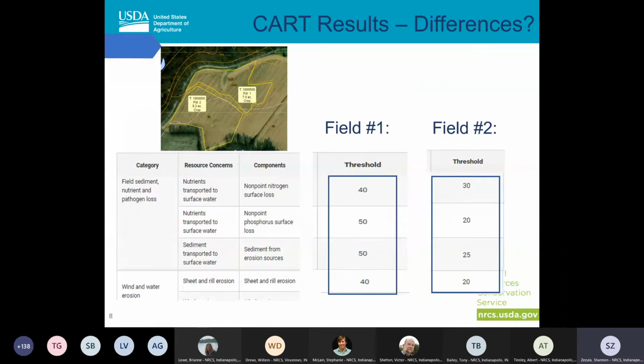As you run, if you've entered your initial resource inventory fields, you can see where field 1 comes out on the thresholds compared to field number 2. And so this is where you might see that, hey, if we do some conservation, and it's the same on both fields, we might get one field that meets the threshold and another that doesn't, even though they appear to be the same.